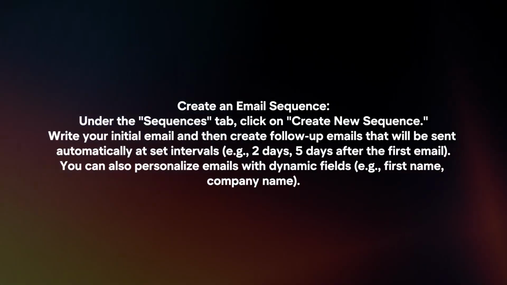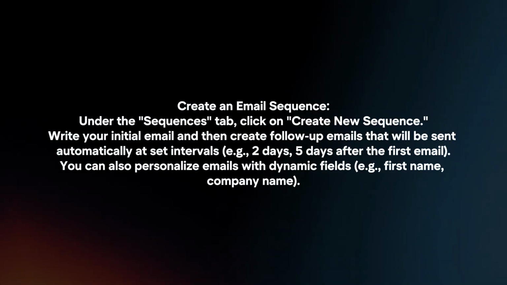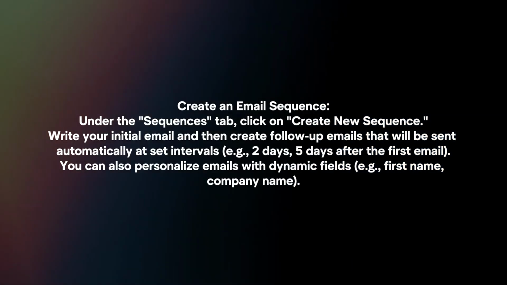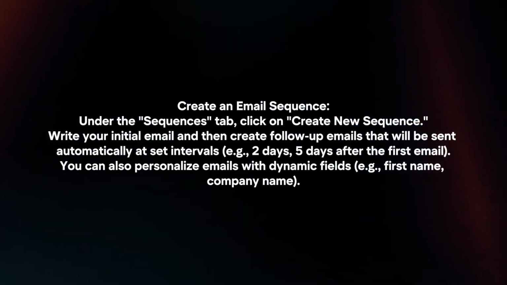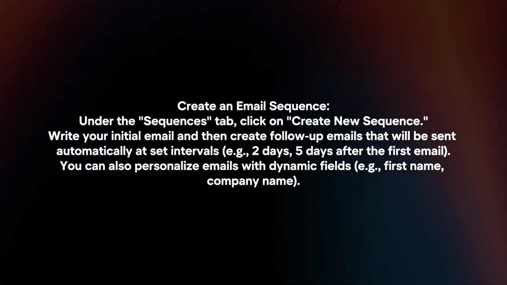Create an email sequence. Under the Sequences tab, click on Create New Sequence. Write your initial email and then create follow-up emails that will be sent automatically at set intervals. You can also personalize emails with dynamic fields.